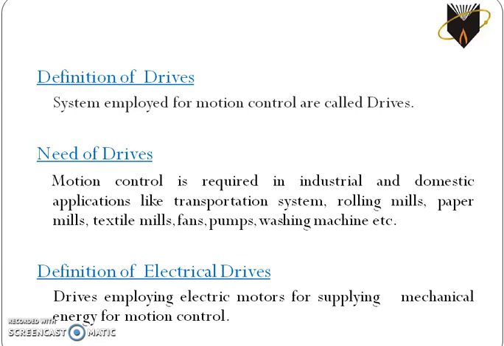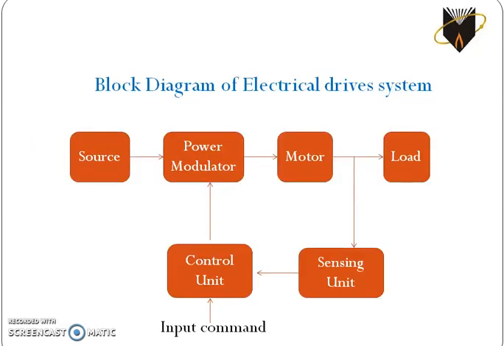Electrical motors are employed for motion control. That's it. It is called an electrical drive system. That is the definition of electrical drive. Next we have the block diagram of the electrical drives.